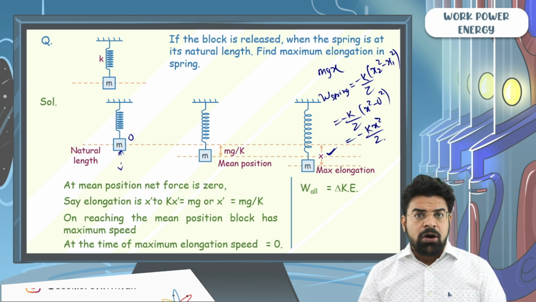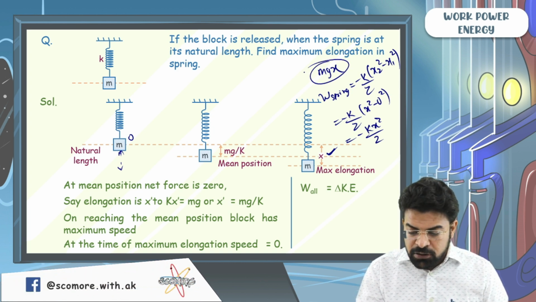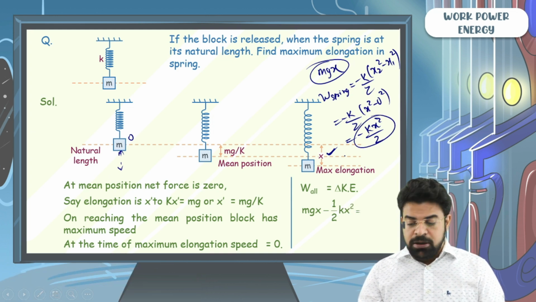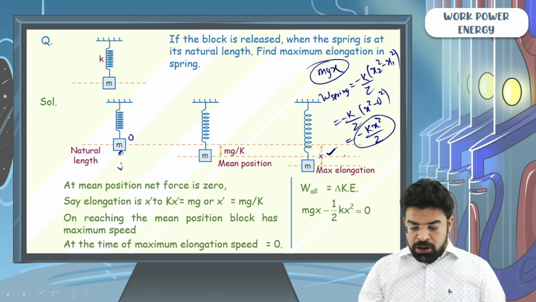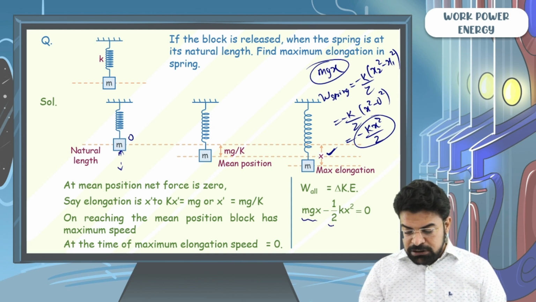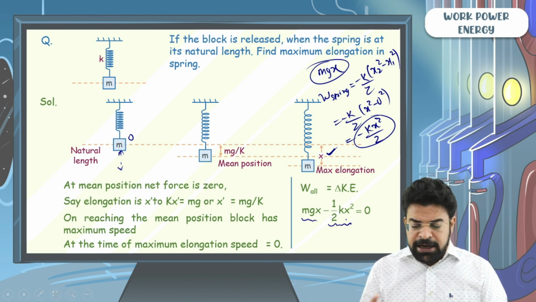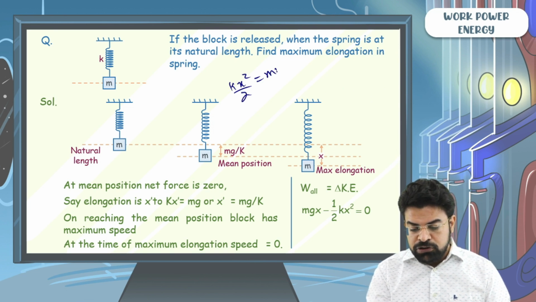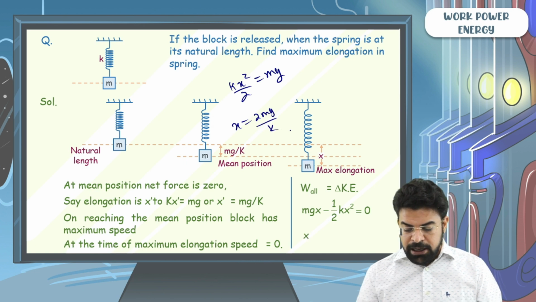So work done by all equals change in kinetic energy. Work done by gravity, mgx. Work done by spring, minus kx square by 2. And this has to be equal to 0. So from here, if we bring this term minus half kx square to the right hand side, we will get kx square by 2 equals mg, or x equals 2mg by k.